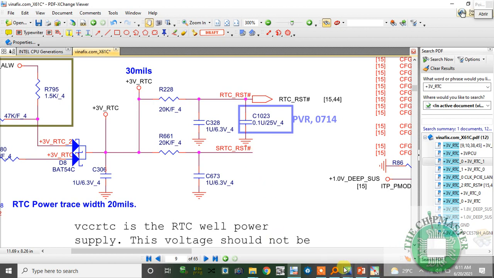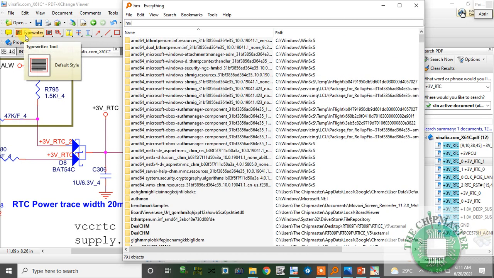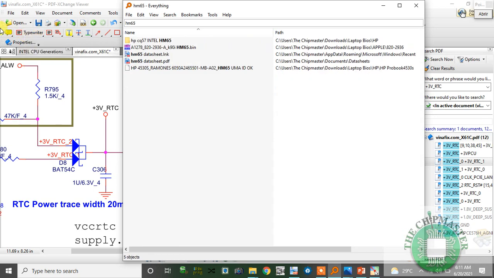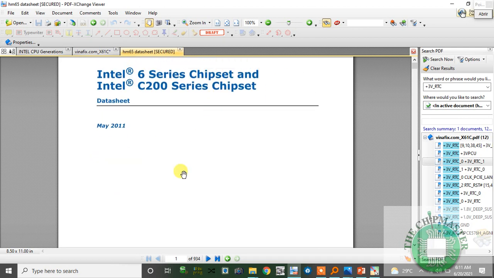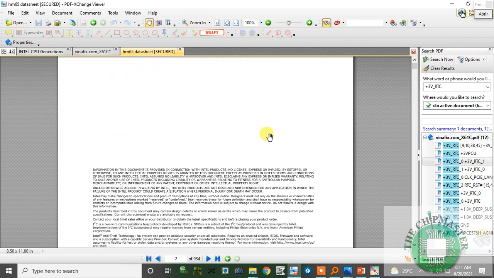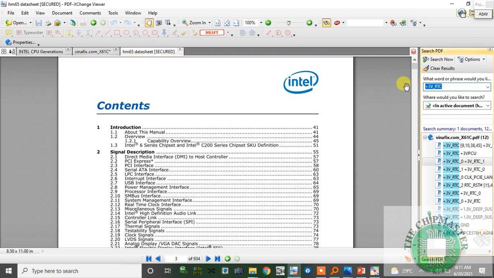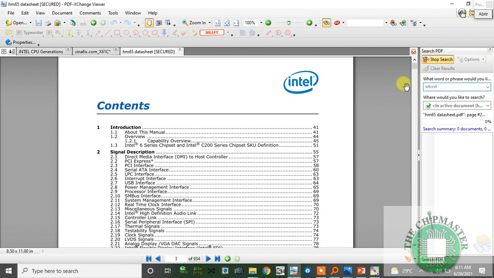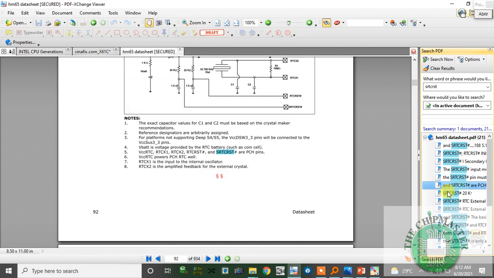Now I'm going to go to the timing diagram of the data sheet. I'm going to look for the HM65 data sheet, and we're going to look for the SRTC reset. This is the Intel Series 6, which is this HM65 and HM67 PCH. All right, and we're going to look for SRTC RST. I have my caps, I think that doesn't really matter. It's a lot. So that's not it. Let me see if I can find that information for you.